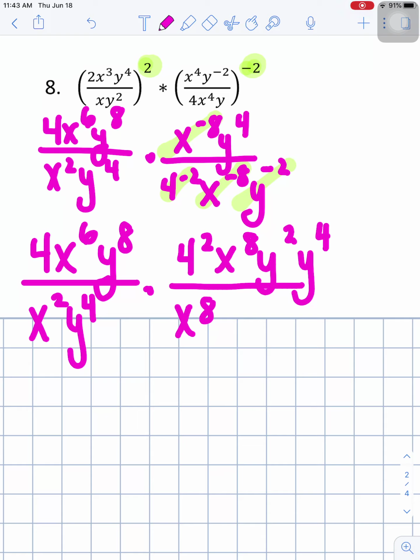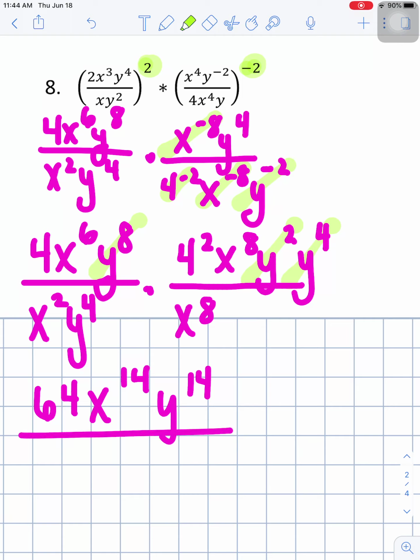All right, at this point, I did all my flipping with the negative exponents, and I'm ready to multiply across. So 4 times 4 squared would be 4 to the 3rd power, and 4 to the 3rd power is 64. Then I have an x squared and an x to the 8th. That's an x to the 14th. Then we have a y to the 8th, a y squared, and a y to the 4th. So that is going to be a y to the 14th. In the denominator, I have an x squared and an x to the 8th, so that's x to the 10th, and a y to the 4th.